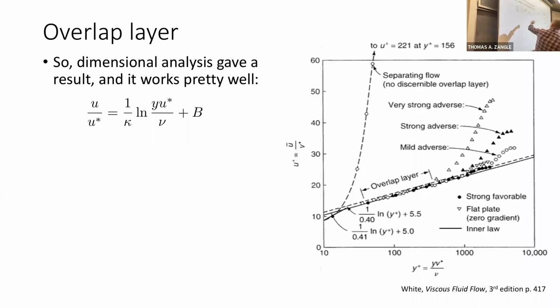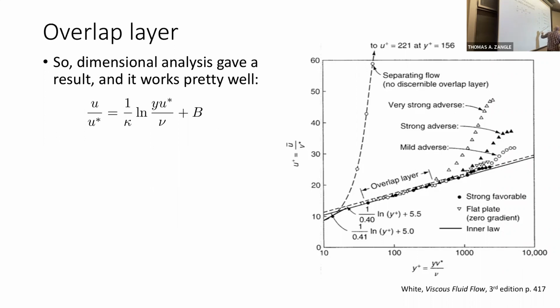Okay, so our dimensional analysis gave a result, and it works pretty well. I'm half laughing to myself because if one of my students in my lab came to me with experimental results that look like this, I'd say it worked better than pretty well. This is really, really good. So this is data for velocity u plus versus what they're calling y plus, which is basically this Reynolds number based on y, the coordinate away from the wall, from multiple different experimental measurements in some different flows.